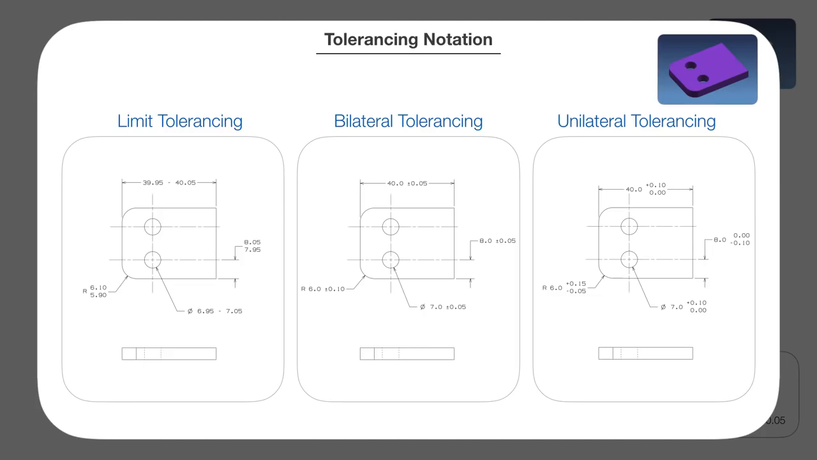There are lots of ways to show tolerances. When you see it on a drawing, it's usually pretty straightforward what's trying to be said. I could list the actual upper and lower limit of the tolerance as on the left. Bilateral tolerancing is what I used earlier, or unilateral tolerancing as shown on the right.